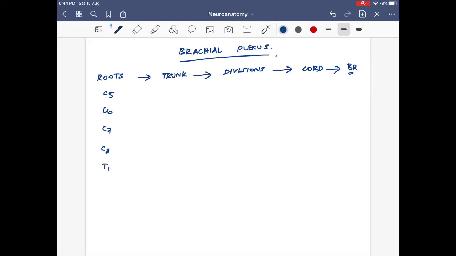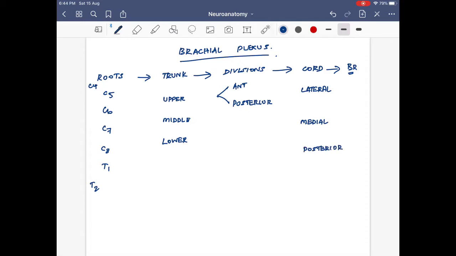So it arises from C5 to T1, sometimes from C4, then it is called as prefixed, sometimes from T2, that is called as postfixed. Then they unite to form the upper, middle, and lower trunks. And from the trunks, there come anterior and posterior divisions for each of the three, and these divisions in turn join to form lateral, medial, and posterior cords. And from the cords arise the various branches.